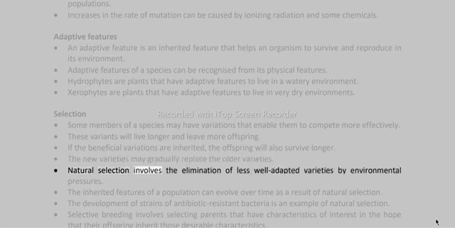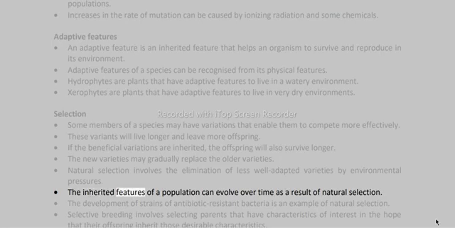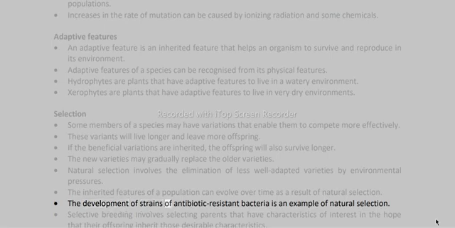Natural selection involves the elimination of less well-adapted varieties by environmental pressures. The inherited features of a population can evolve over time as a result of natural selection. The development of strains of antibiotic-resistant bacteria is an example of natural selection.